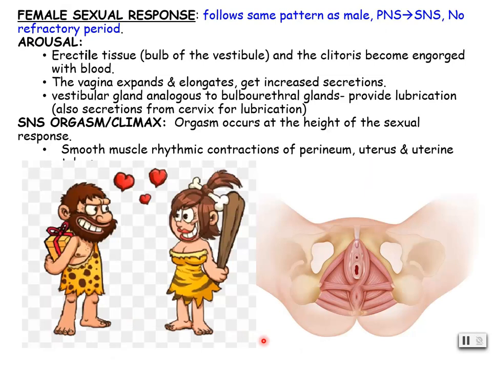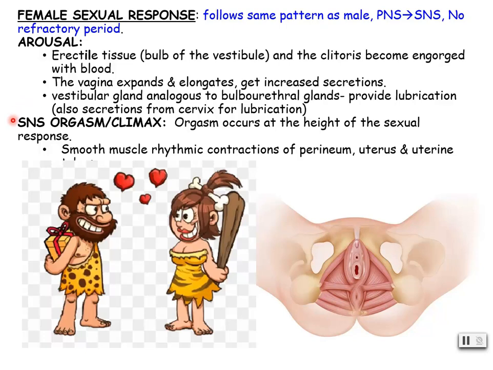Okay, so just female sexual response. It is not required to make cave kids, but it certainly helps in relationships. It's going to follow the same pattern as in males. Arousal is going to be parasympathetic innervation, and the erectile tissue, the bulb of the vestibule and the clitoris, are going to become engorged with blood. The vagina is going to expand and elongate, and there are going to be increased secretions from the cervix and also from the walls of the vagina. The vestibular glands are analogous to those bulbourethral glands, so they provide that lubrication. And then, like I said, secretions from the cervix.